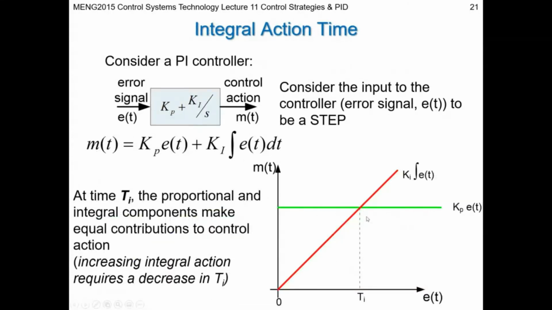If you change your proportional gain up and down, then the green line shifts. You're going to change your integral action time. So, for instance, if you keep your integral action Ki fixed and you reduce your Kp, then this green line is going to come down, and your integral action time is going down. So, relatively speaking, you're actually increasing the amount of integral action compared to the amount of proportional action.